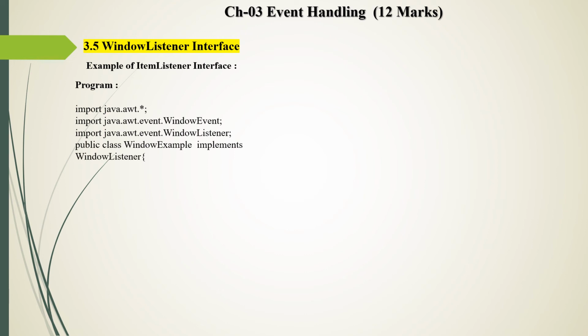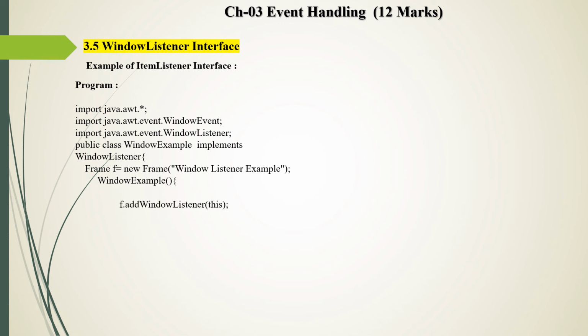Then we define the class, public class WindowExample. So WindowExample is our class name, and it implements the WindowListener. Implements is the keyword used to implement an interface, so WindowListener is the interface. Next we create one object of Frame, and the title of the frame is WindowListener Example. Next we define the constructor of our class WindowExample.